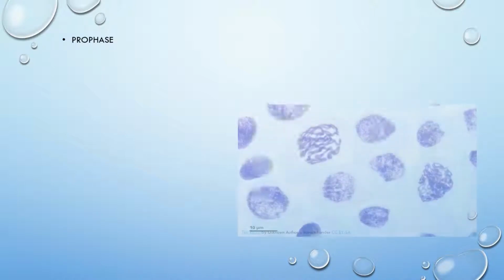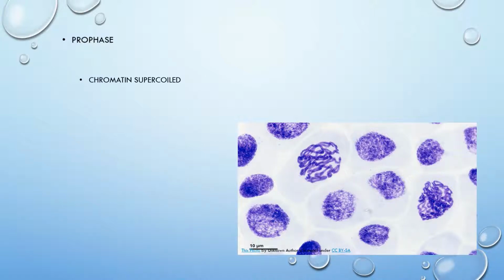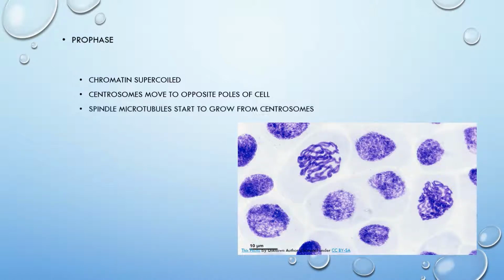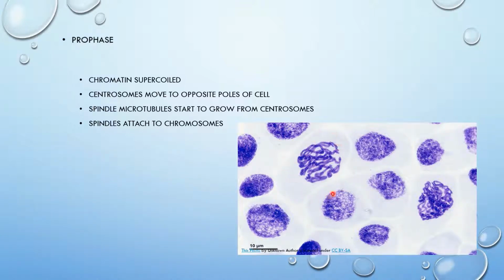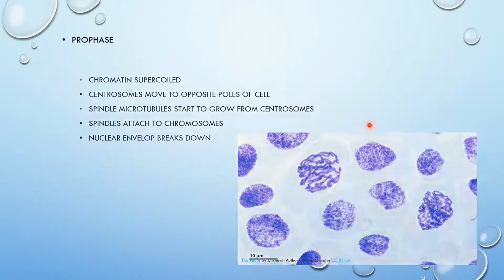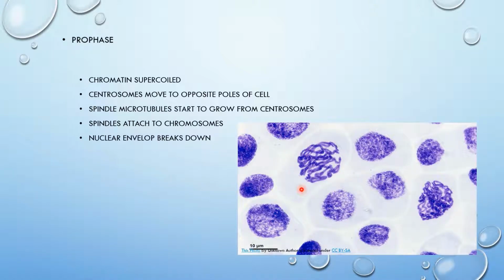So prophase is when the chromatin is supercoiled, centrosomes move to opposite poles of the cell, and spindle microtubules start to grow from the centrosomes. The cell right here, my pointer is so small. There we go. This cell right here is a cell in prophase. And also in prophase, I forgot to mention, spindles attach to chromosomes and the nuclear envelope breaks down. Sorry. So that is a cell in prophase.